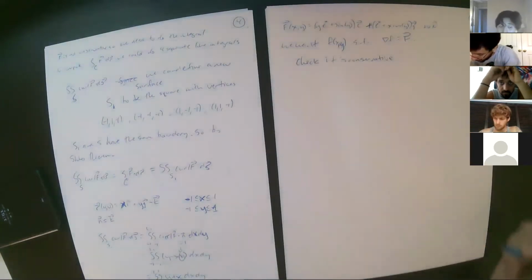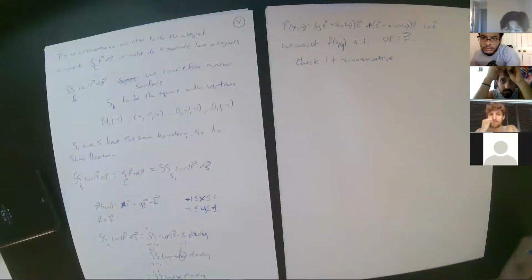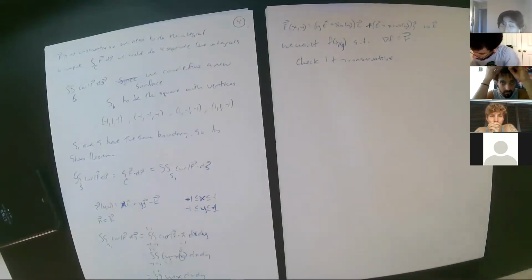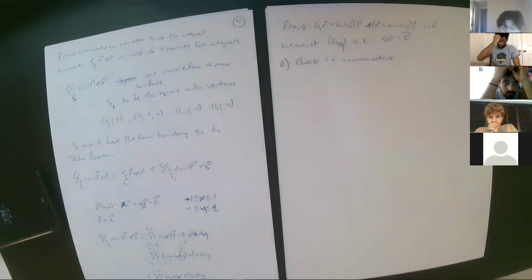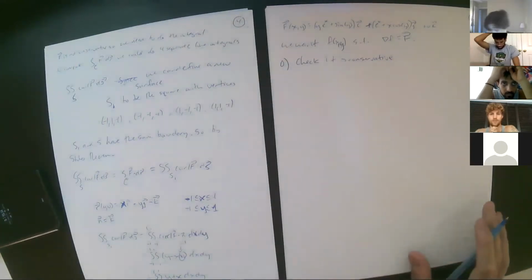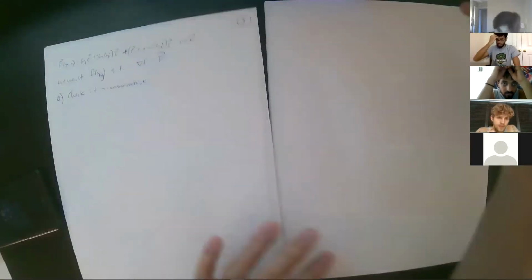If you try any of these techniques without it being conservative, you're going to have a bad time, because you're going to be looking for a solution that doesn't exist. So whenever you're looking for potential fields, make sure it's conservative to actually have one. That's step 0: check it's conservative. I'm going to put the steps over here, and then our solution will go here.